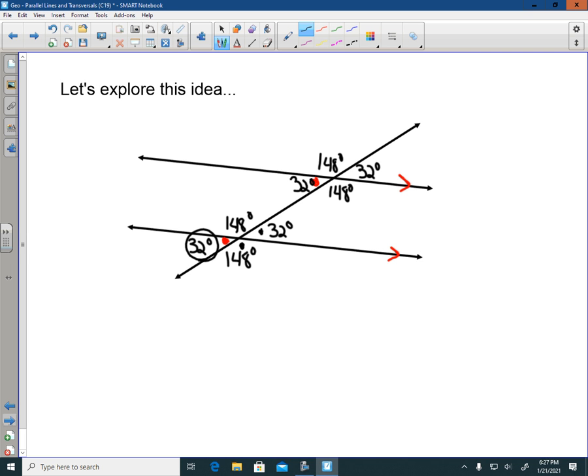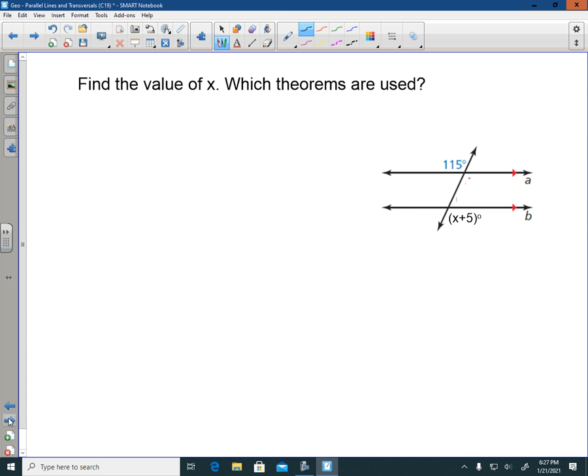This is why the postulates, the vertical angle postulate and the linear pair postulate, are important. And then the corresponding, alternate interior, alternate exterior, and consecutive interior theorems are important because they tell us how to calculate the measures of these angles. All you need to know is one, and then for a variety of reasons, you know all the others. And that takes us to questions like this.